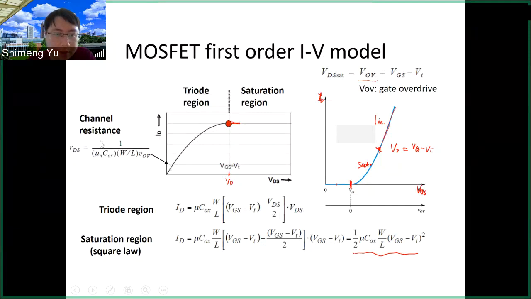So here we have another approximation. We say that when the VD is very small, you can use a straight line to approximate this curve. If it's a straight line between the ID and the VD, that means it's a linear function. So what circuit element is linear between the voltage and current? That is a resistor, right? So that's why, in this case, the transistor is like a resistor, and the resistance of this transistor's channel is given by this formula.